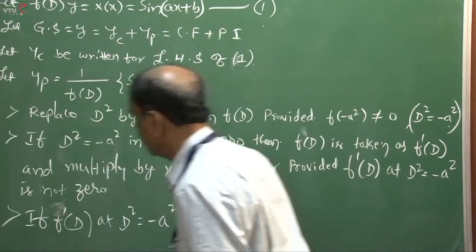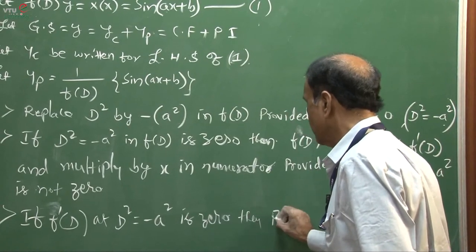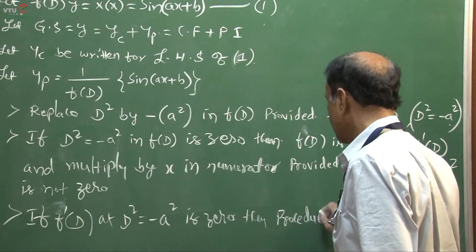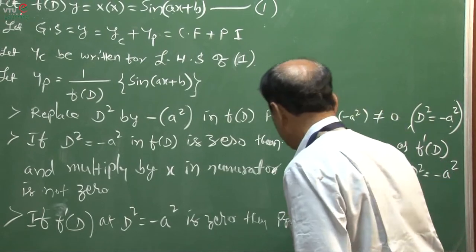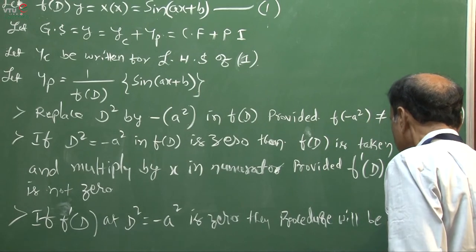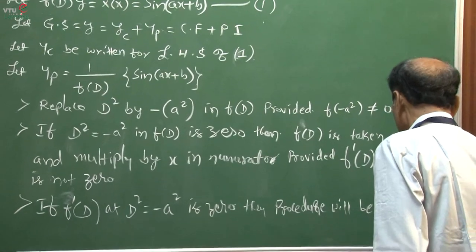If f dash of d is 0, then the procedure will be continued. There also we did the same thing. The procedure will be continued. That means differentiation and then multiplication. Okay, the procedure will be continued.